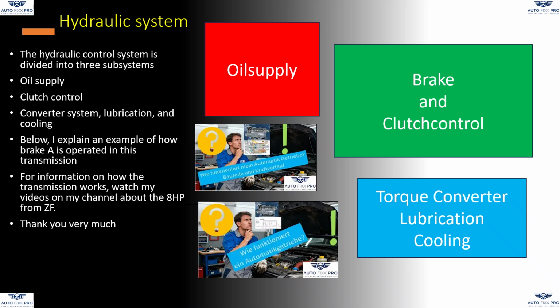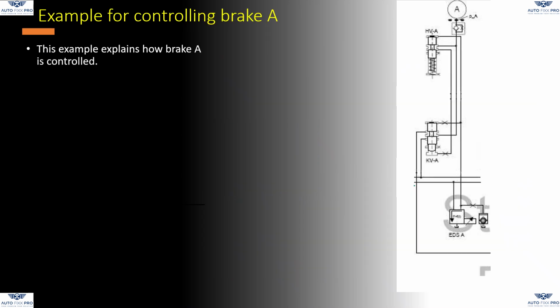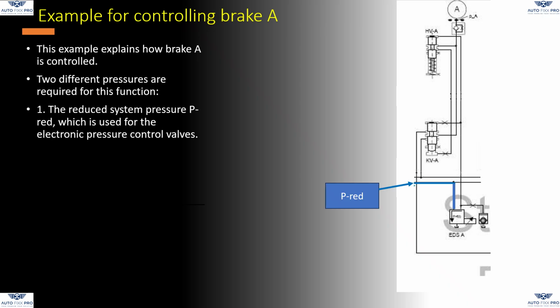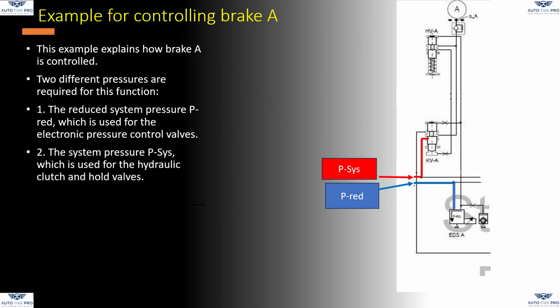This example explains how brake A is controlled. 2 different pressures are required for this function. 1. The reduced system pressure P-RED, which is used for the electronic pressure control valves. 2. The system pressure P-SYS, which is used for the hydraulic clutch and hold valves.